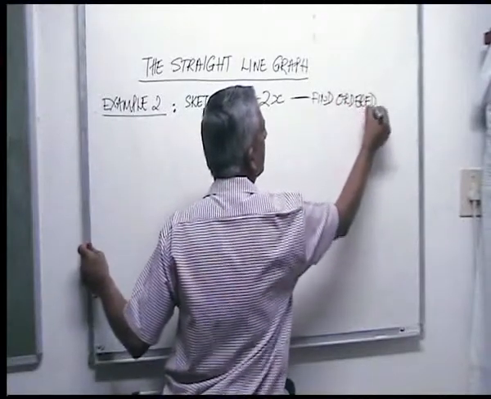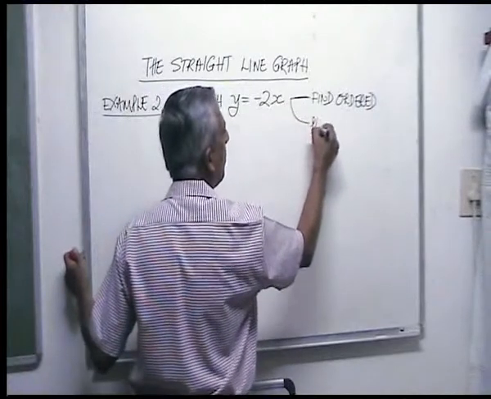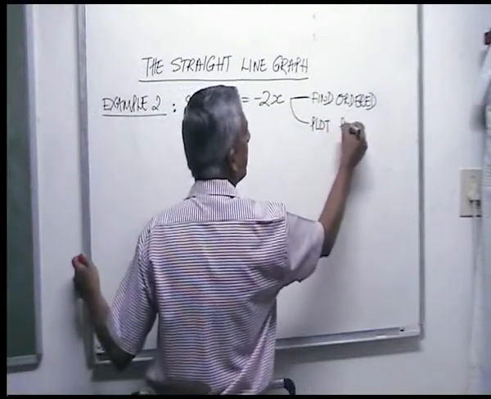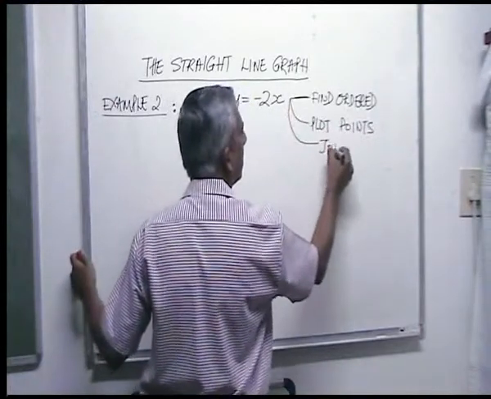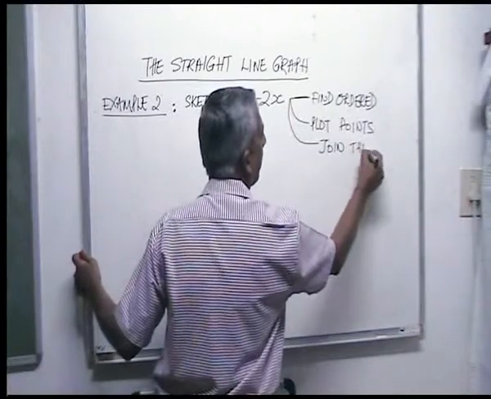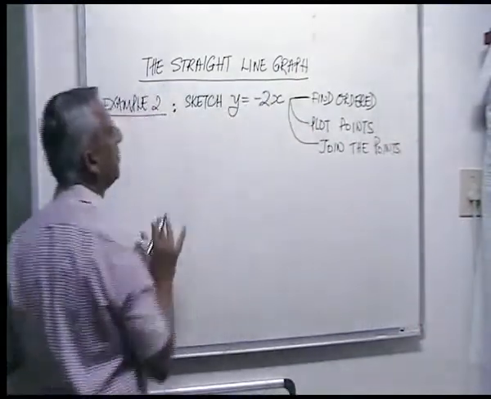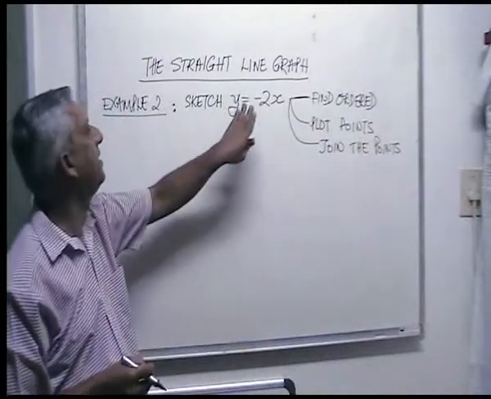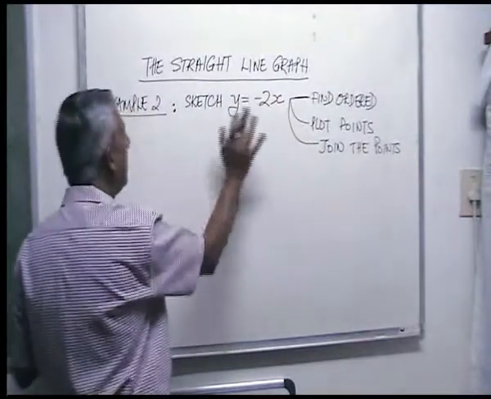We're not doing step 2 yet. First, step 1 is find ordered pairs. Then step 2 is plot the points. And then step 3 is join the points. What we're doing at the moment is only step 1. We're just trying to learn step 1, which is find the ordered pairs.